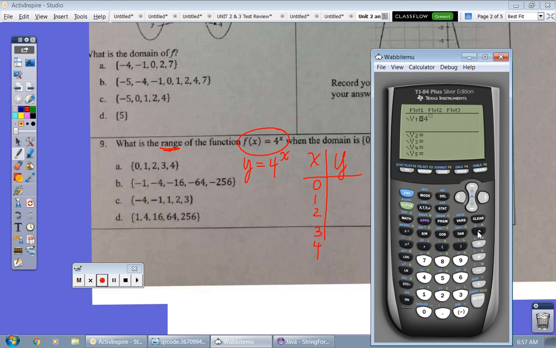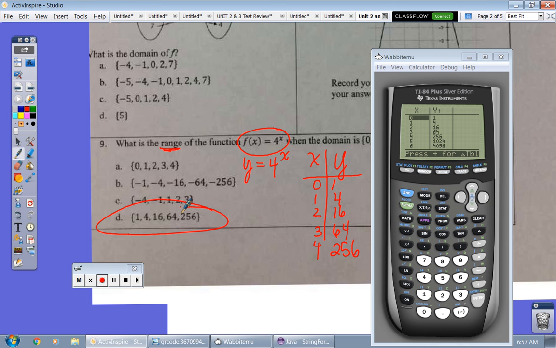4 to the x power. We're going to go to our table. When x is 0, y is 1. When x is 1, y is 4. When x is 2, y is 16, 64, and 256. And so you can see our answer is D.